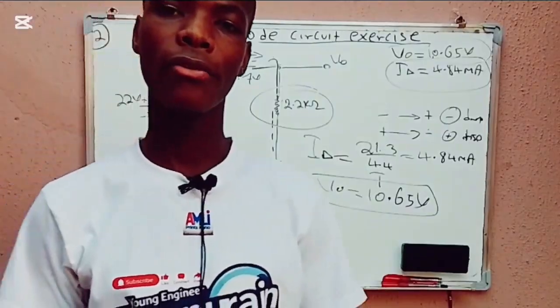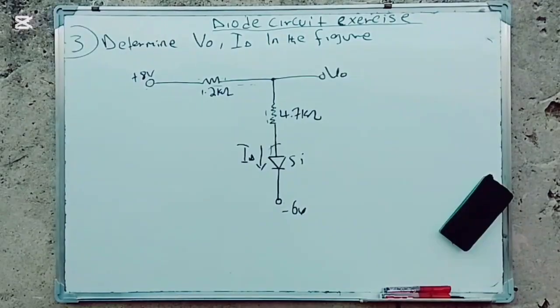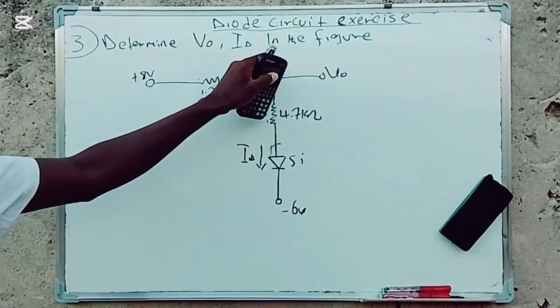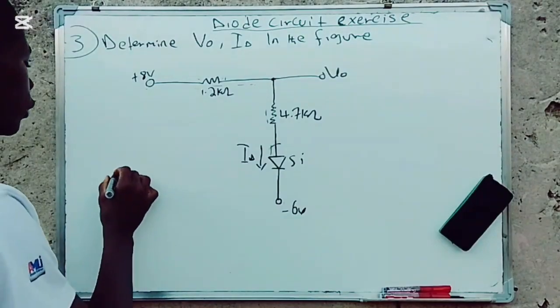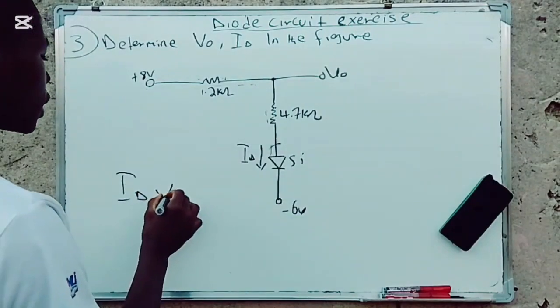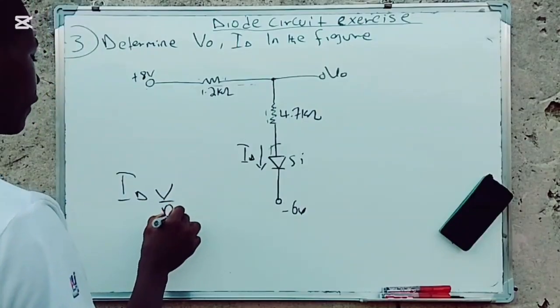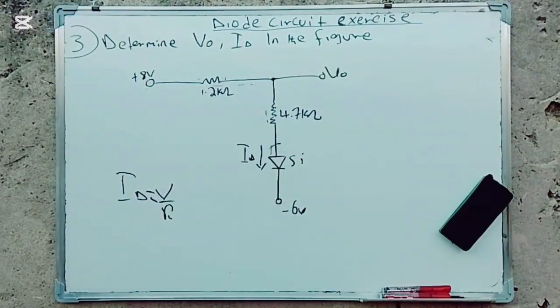So this is all I have for you for the second question. We are to determine V naught and ID in this figure. This is not very hard, it is easy, because we are going to use KVL, or another method: if we are to find the current, we say V divided by the value of R.